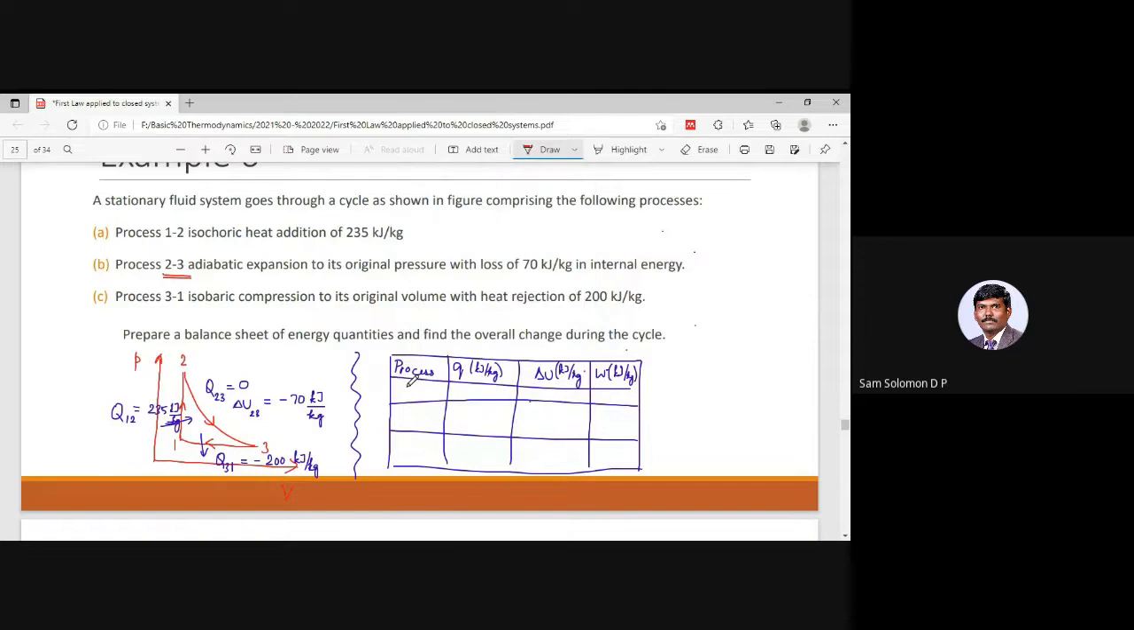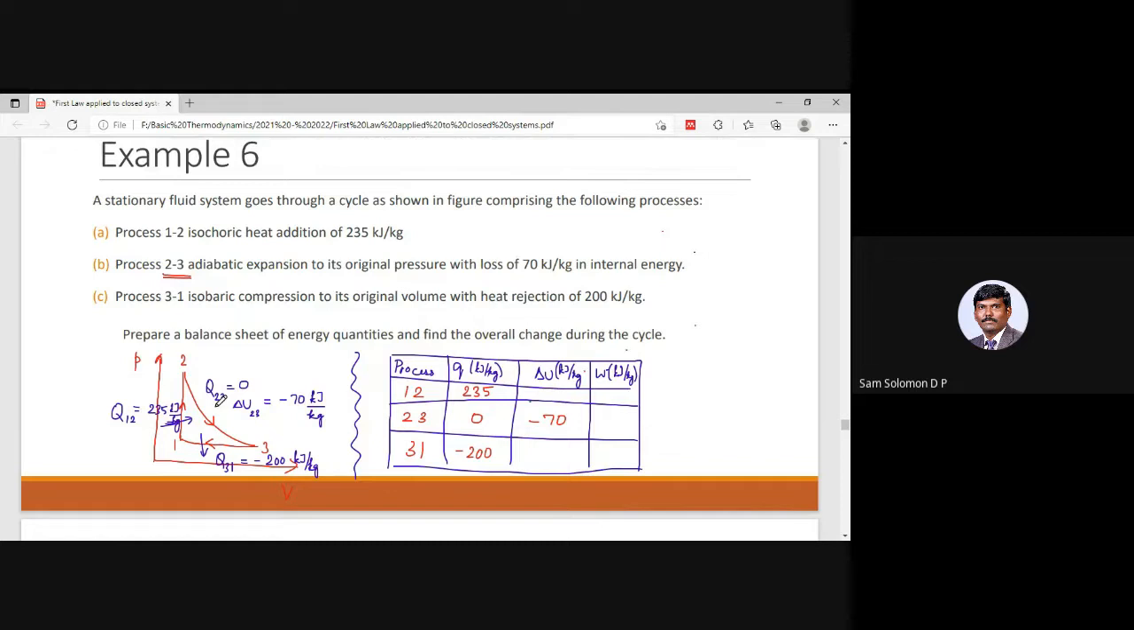So the first process is 1, 2. The second process is 2, 3. The third process is 3, 1. And here they have given the value is 235. This guy is 0. And this guy is minus 200. Here delta U, nothing is given about delta U. And here this guy is minus 70. That's all. Can anyone tell me what is the work done in case of process 1, 2? Yes, 0, sir. What is the work done in case of process 1, 2?